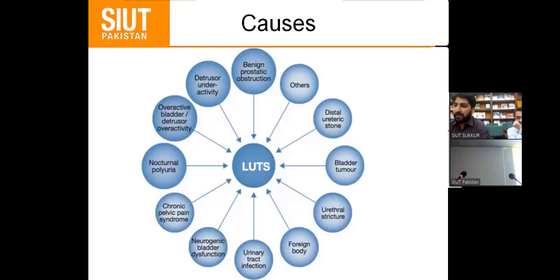There is a wide range of diseases that cause lower urinary tract symptoms, from stone disease to bladder cancer and UTI. These include distal ureteric stone, bladder tumor, urethral strictures, foreign body, urinary tract infections, neurogenic bladder dysfunction, chronic pelvic pain syndrome, nocturnal polyuria, overactive bladder, detrusor overactivity or underactivity, and BPH.